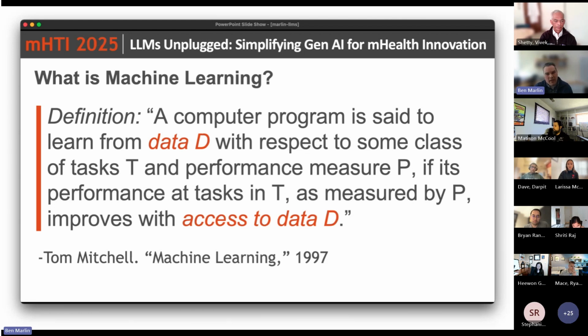A definition going back to sort of the late 1990s is the following. We would say that a computer program is said to learn from data D with respect to some class of tasks T and performance measure P if its performance on these tasks, as measured by a performance metric, improves with access to data.